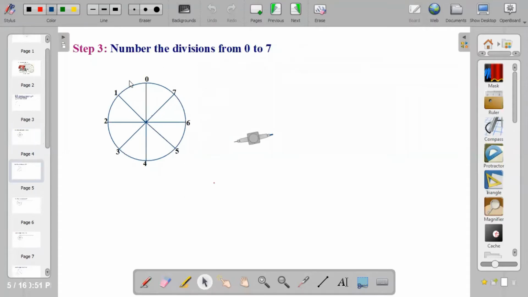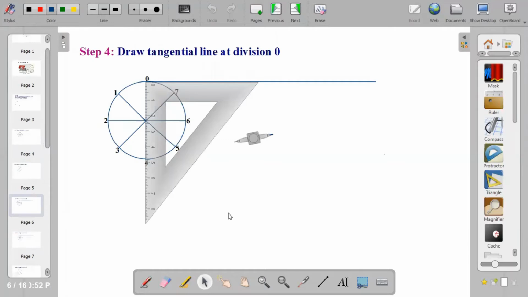You number the divisions 0, 1, 2, 3, 4, 5, 6, and 7. Point 0 is the same as point 8. Now we need to draw tangential lines. A tangential line is a line that touches the circle at a point, making 90 degrees at that point. We are going to draw a tangential line at each of the divisions: 0, 1, 2, 3, 4, 5, 6, and 7. So I'm going to start.